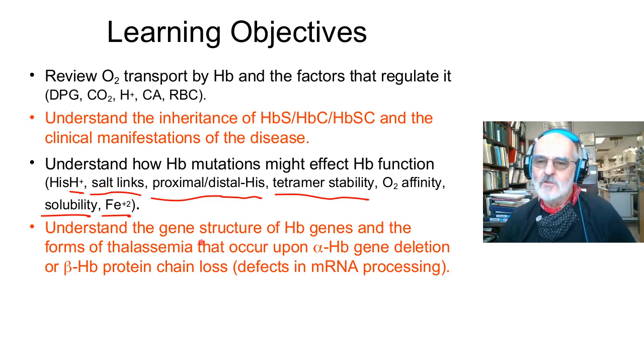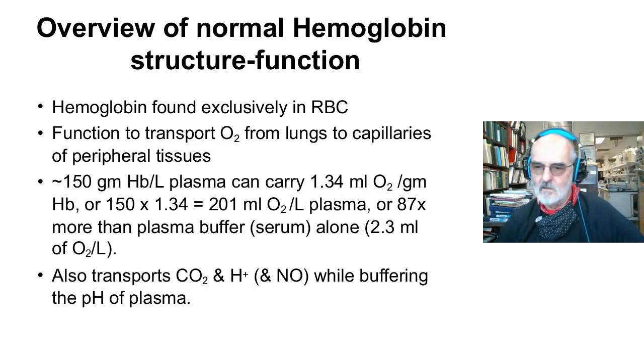And then you need to look again at the gene structure, the hemoglobin genes, how many, where they are, how they're organized. Particularly, we're going to be talking about thalassemias that occur because of alpha hemoglobin deletions or beta hemoglobin mutations that affect mRNA processing. Basically, they tend to affect splicing. So you either have a loss of genes in alpha or you have a change in protein structure in the case of betas. Okay, and here we go.